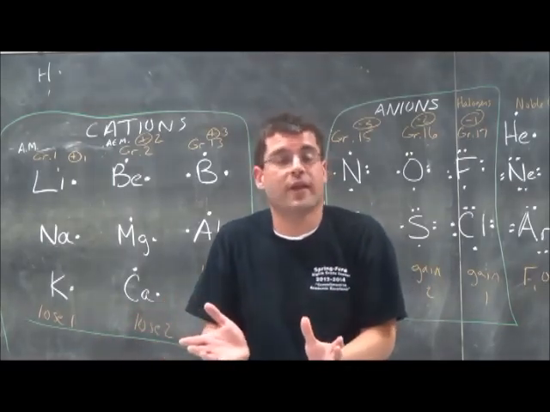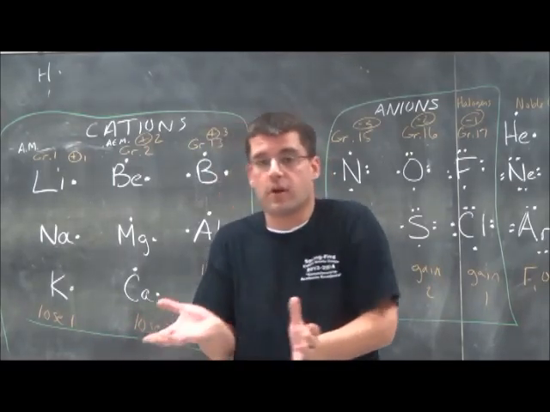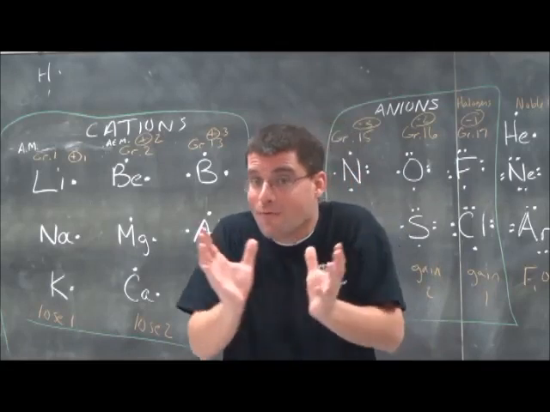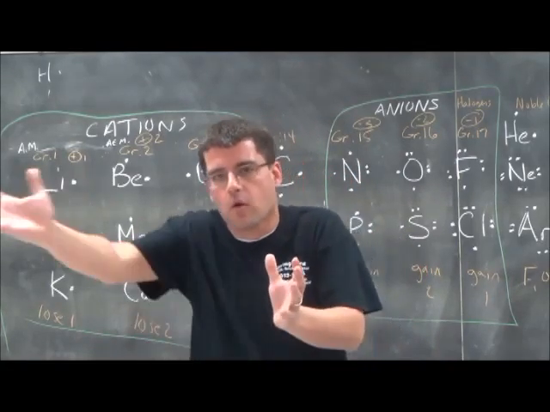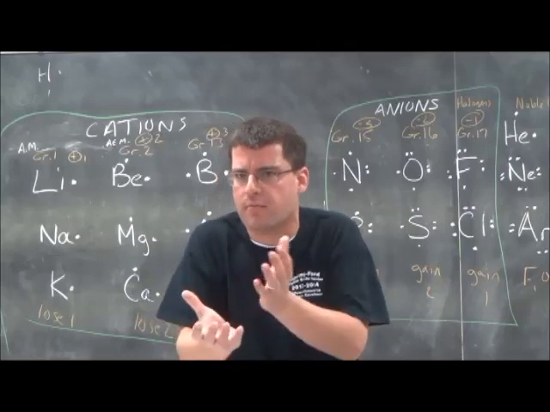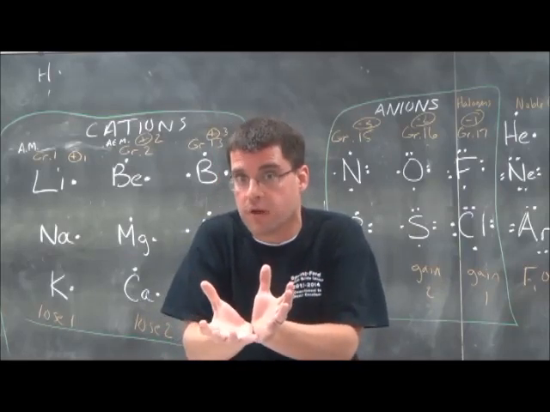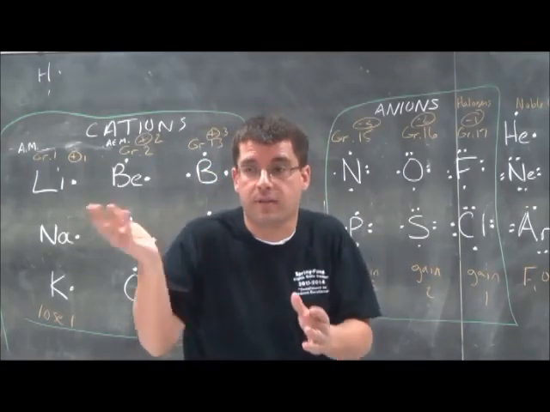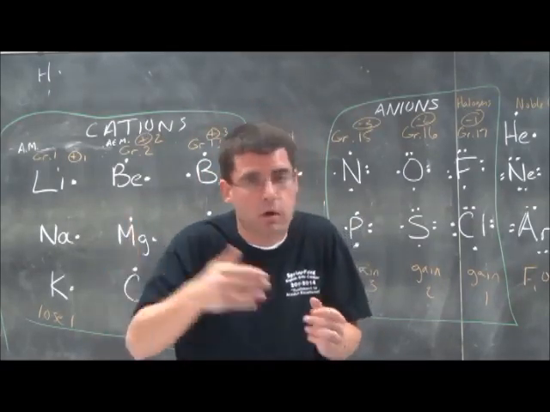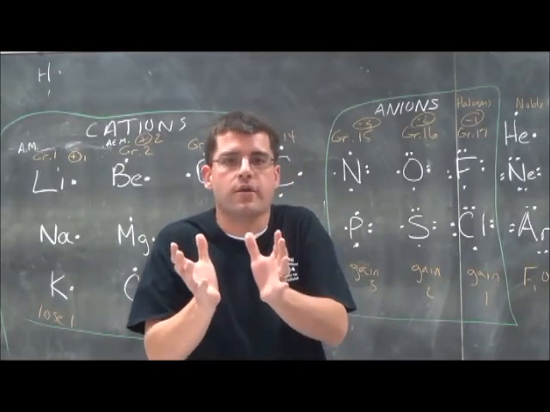Ions have an electrical charge. They can either be positively charged or negatively charged. If they're overall positively charged, that means they lost a negative electron, so they have more positive particles, protons, than negative. And if they gained electrons, that means they got more negative particles, so they're overall negative.